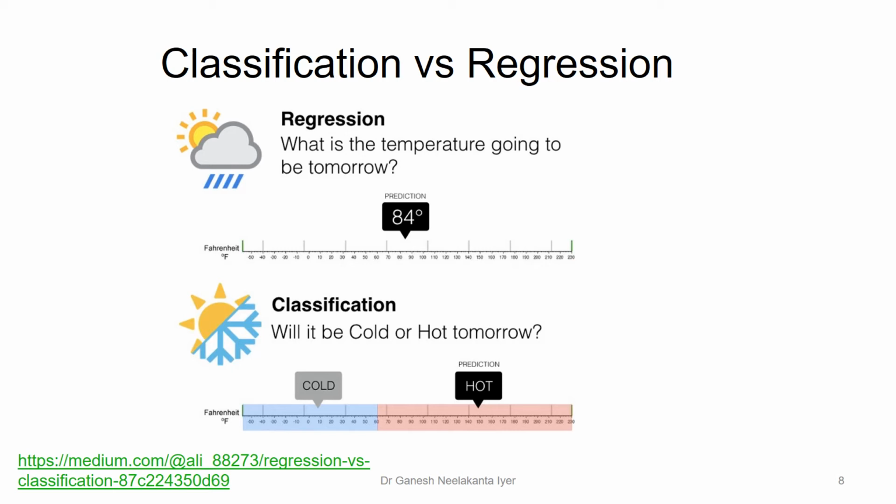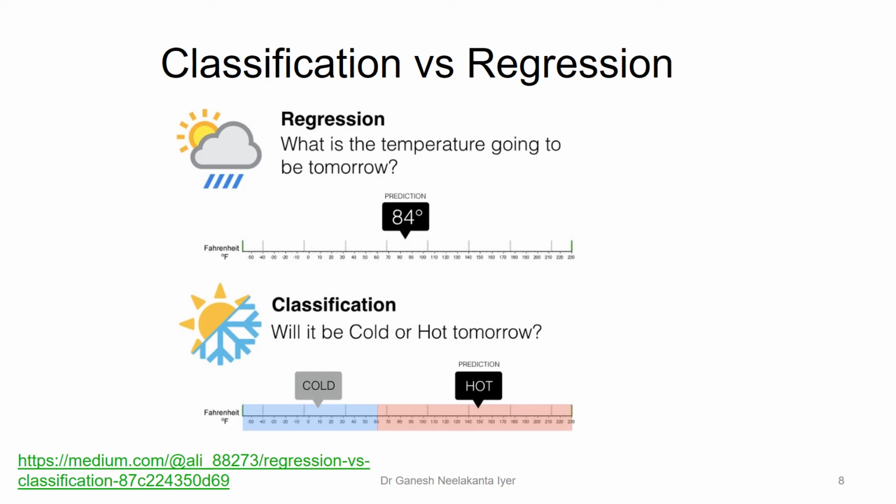Whereas if you look at classification, will it be hot or cold tomorrow? Classification just says the answer as yes, it will be hot, or no, it will not be hot. So it just classifies the input into certain categories. You can't have a new category. There could be hot, cold, neutral, maybe whatever, a few, not more than that. So I think the difference is clear for you.